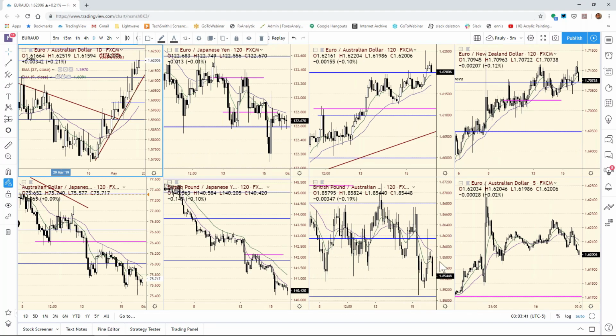And cable continues to stay relatively weak here. The Aussie took its dip here. But we're going to move into the news and also what economic events that we have.